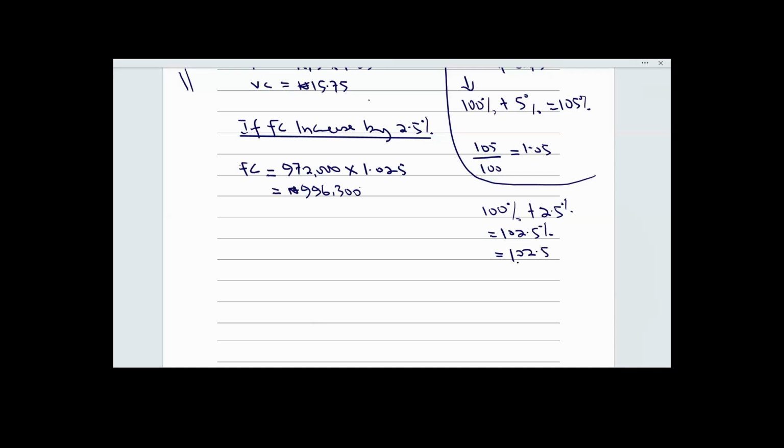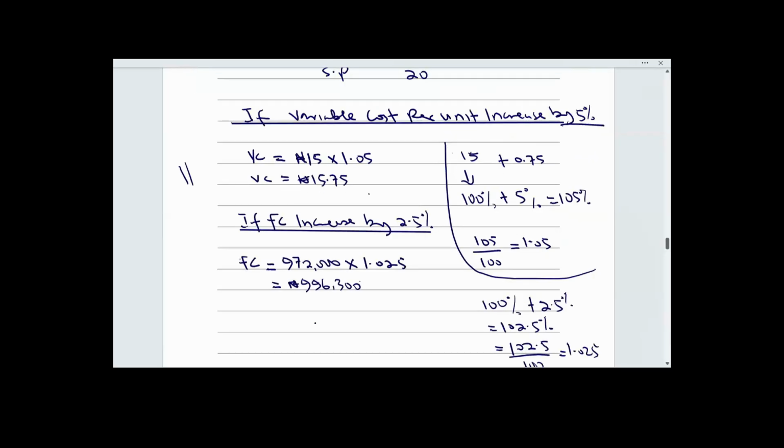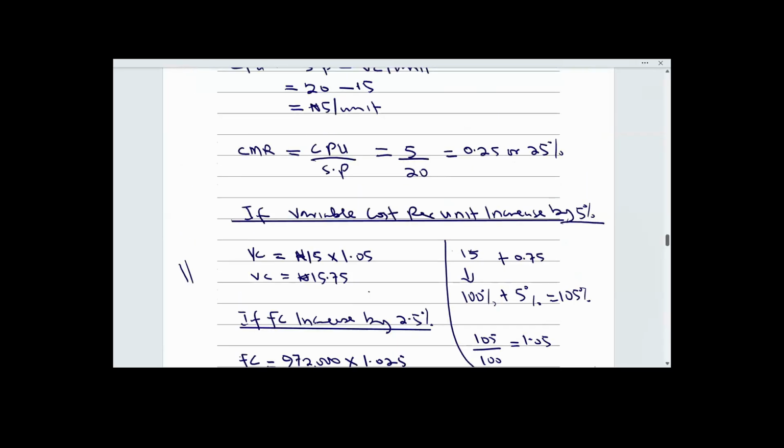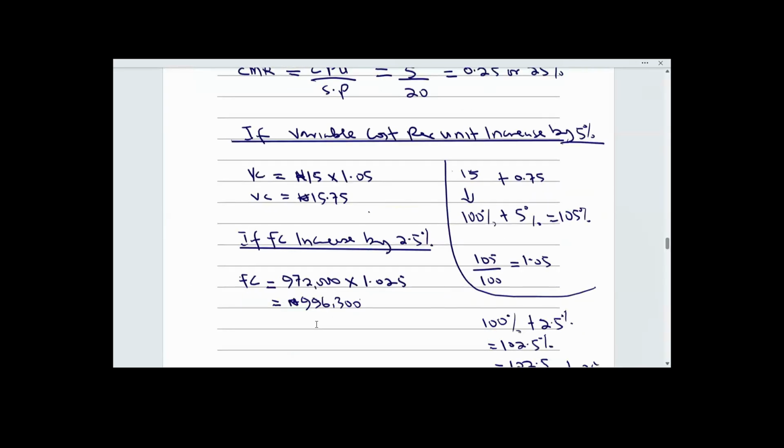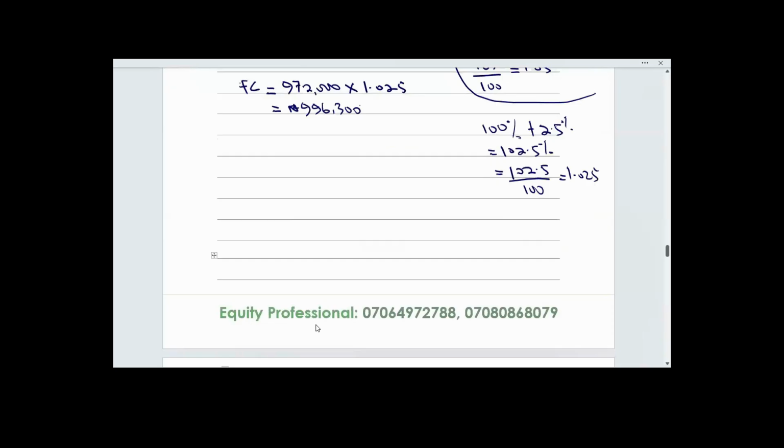102.5 divided by 100. This will give you 1.025. So that's that. So we have calculated the workings. Variable cost, now that variable cost has changed to 15.75, it means that our contribution margin will also change. Therefore, revised contribution per unit.